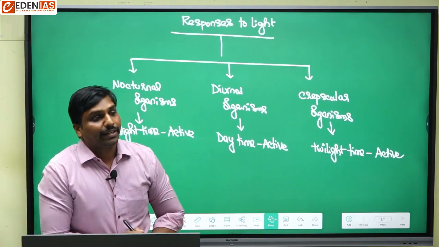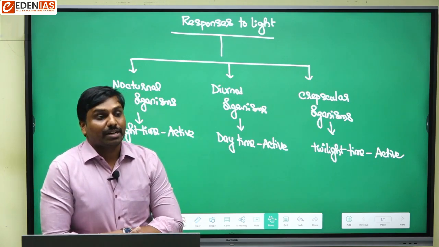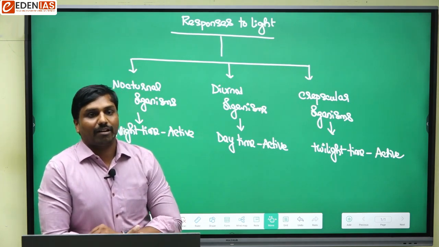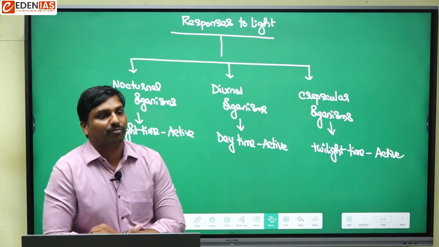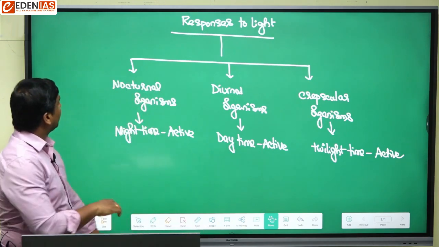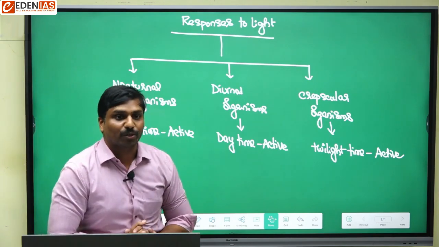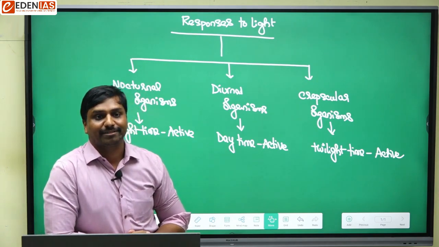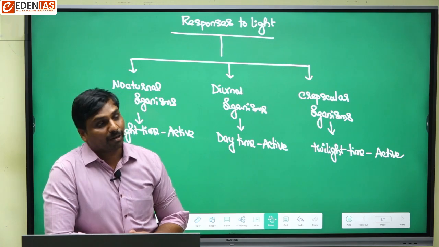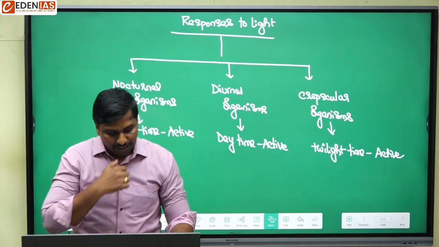So here it is important for us to understand the examples: which animals are called nocturnal, which animals are called diurnal, and which organisms are crepuscular. Can you name any organisms or animals or birds which are active during night time? Owl, good. So owl and bats. Do you remember bats? Then what animals can you see during night time?